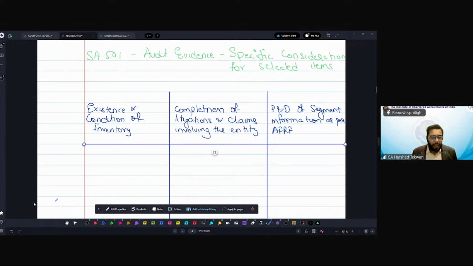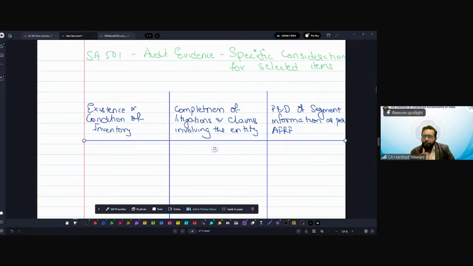First, start with the condition and existence of the inventory. When I talk about condition, can someone tell me what is the condition of the inventory? What are we trying to look into when it comes to the condition of the inventory? As regards the value that we are showing in our books.